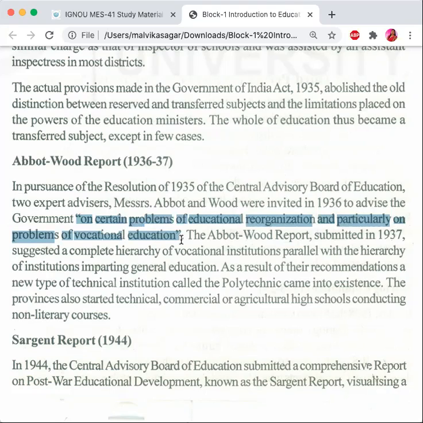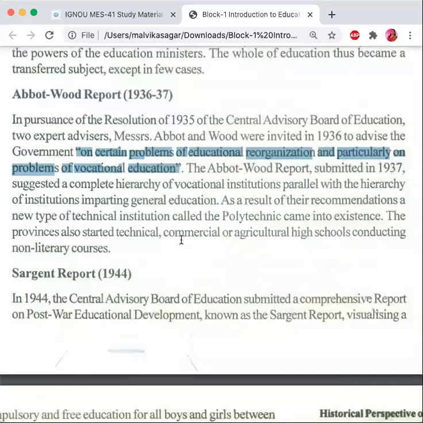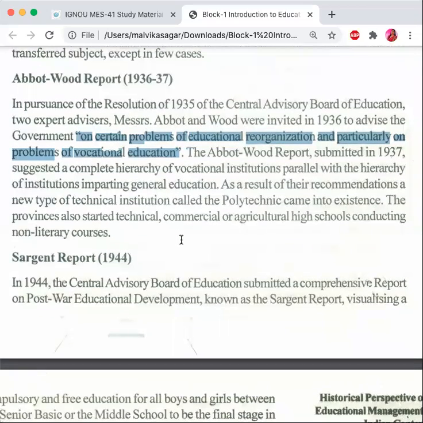The provinces also started technical, commercial, or agricultural high schools conducting non-literary courses. So vocational and polytechnic came into existence by the Abbott Wood report. It is an important point of remembrance.